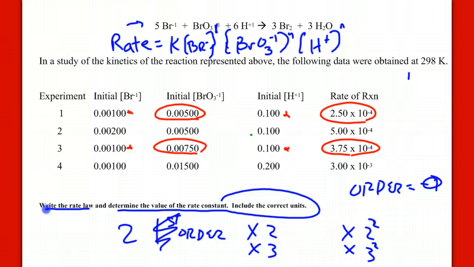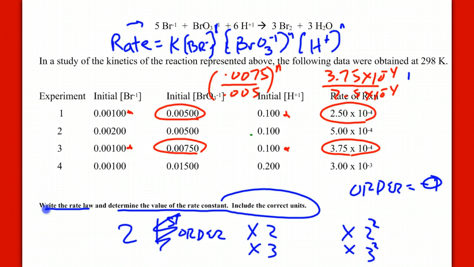So when the rate was 0.0075, where when the concentration is at, the rate's 3.75 times 10 to the -4th. When the concentration is 0.005, the rate is 2.5 times 10 to the -4th, to the power there. So when I do the math, 1.5 to the n equals 1.5. So n equals 1. So now this is first order. Okay, so it's first order with respect to the bromate ion. So I'm going to put a 1 up here.